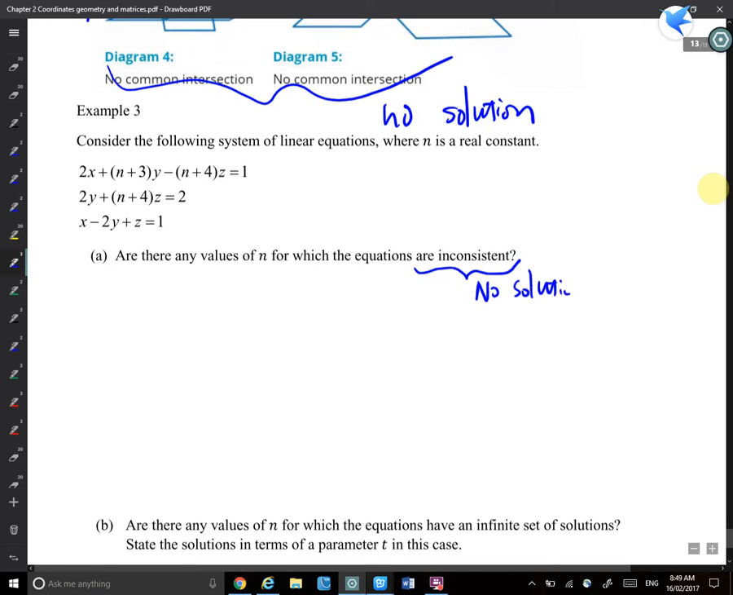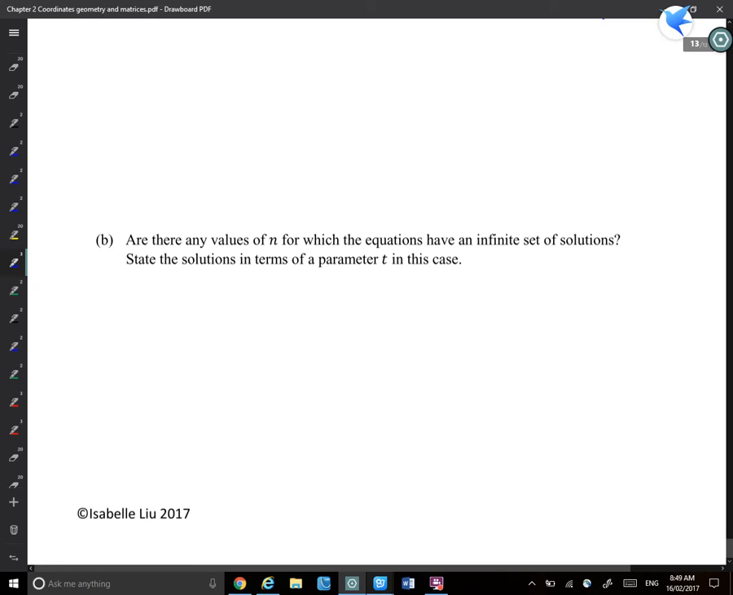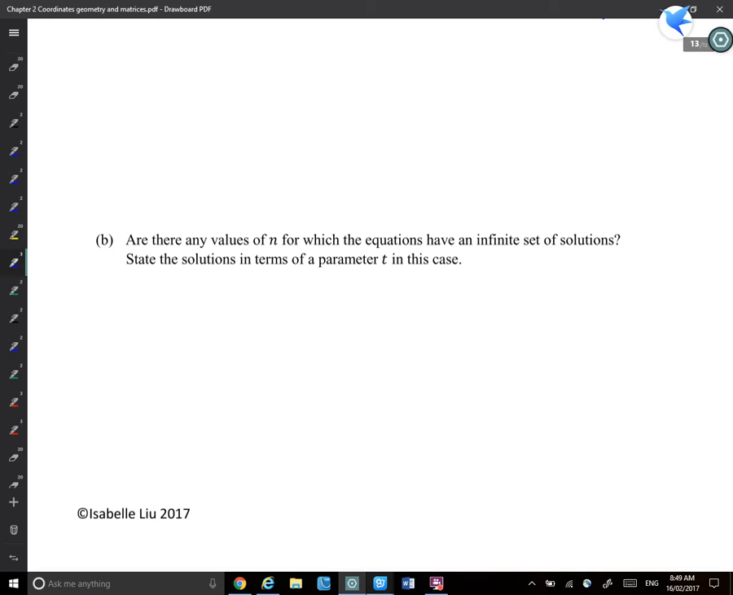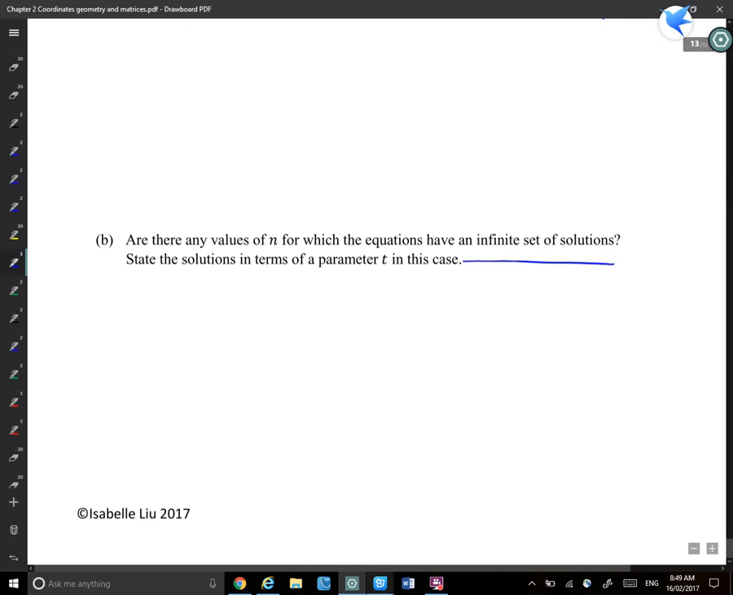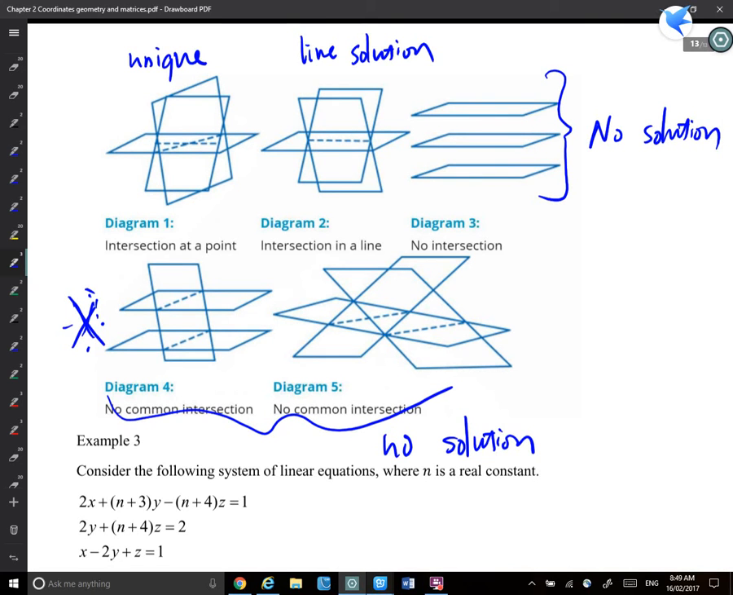No solution. Remember, inconsistent means no solutions. And the next part is asking, are there any values of n for which the equation has an infinite set of solutions? Which is diagram number 2? They all intersect at the line.